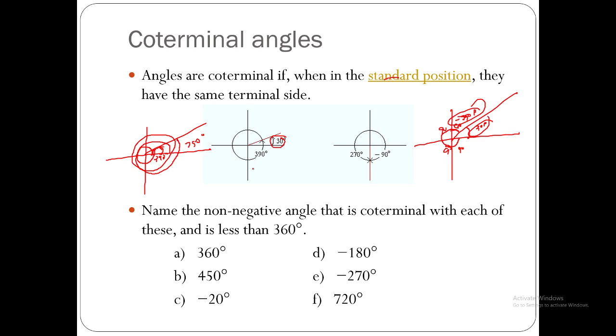Okay, so for your activity, you're going to name the non-negative angle that is coterminal with each of these and is less than 360. So non-negative means positive, all the coterminal angles I am asking for here. I won't limit you to one, but it should be less than 360. So if your answer exceeds 360, for example 365, then that is wrong because the instruction says less than 360 only.